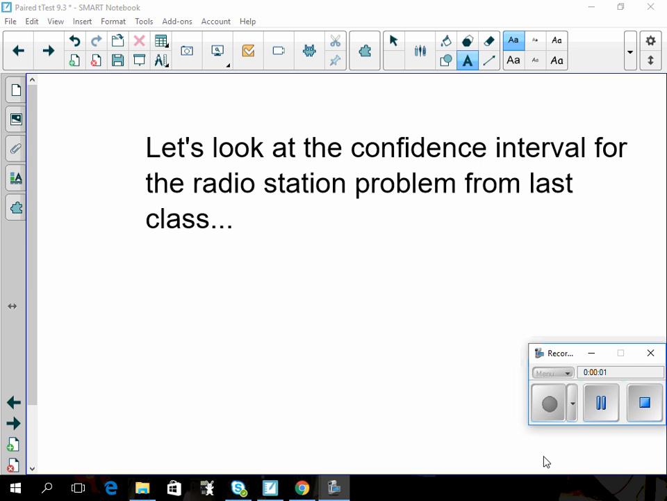So last class, we ended with looking at this one sample t-test for the problem where we looked at the number of minutes per hour that the radio station is playing music. And we had a very small p-value of 0.013. We rejected the null, in support of our alternative hypothesis, which is that the mean number of minutes was less than 50 minutes, right? So that's our conclusion.